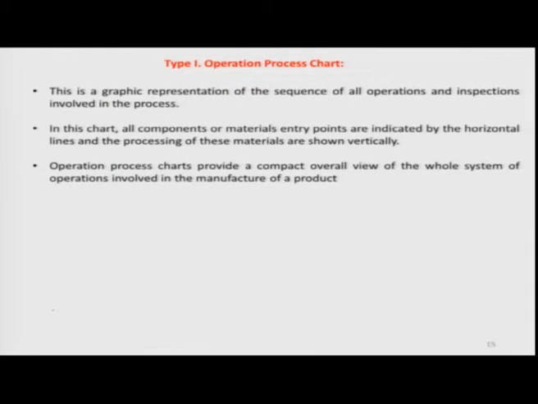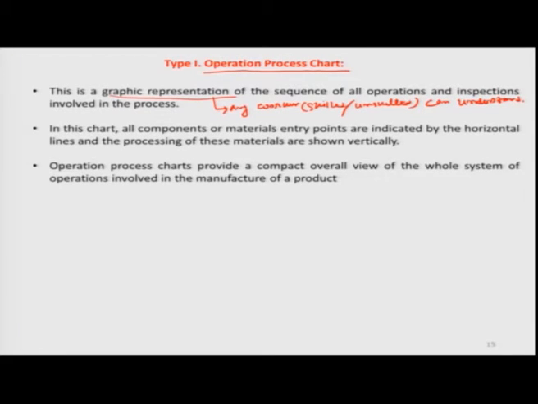So, first type of chart is operation process chart. Okay. What is the operation process chart? This is a graphic presentation of the sequence of all operations and inspections involved in the process. Okay. It means it is a graphical representation. Graphical representation means any worker, skilled or unskilled, can understand.